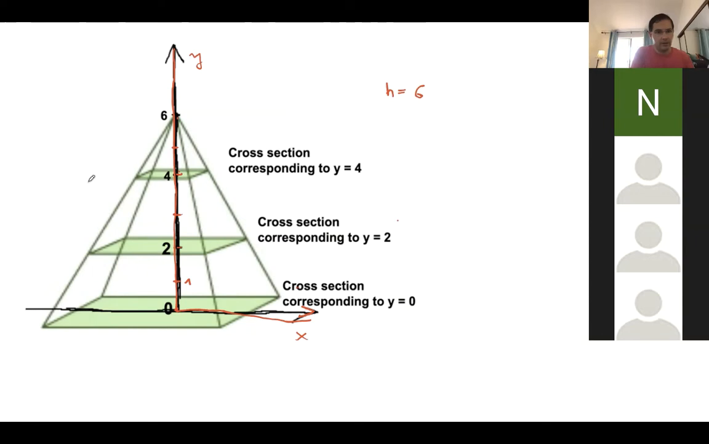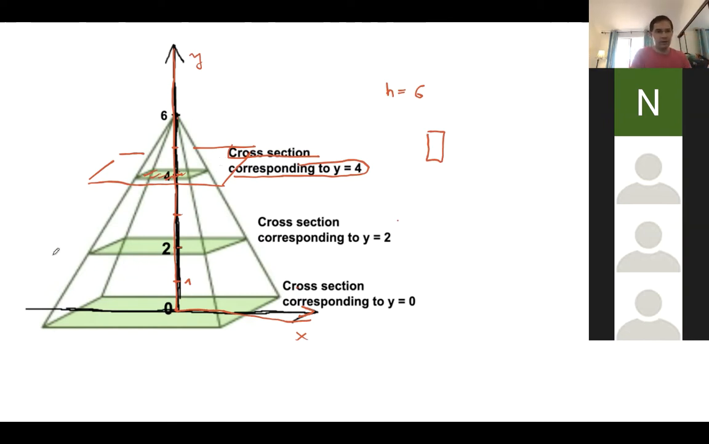So my piece of paper will be something like this. And this is the intersection of the plane and the pyramid. So here is how my cross-section looks. The cross-section is just a rectangle. This is the corresponding cross-section. This is the cross-section that corresponds to y equals 4. This is very important. In other words, the cross-section is on level 4.